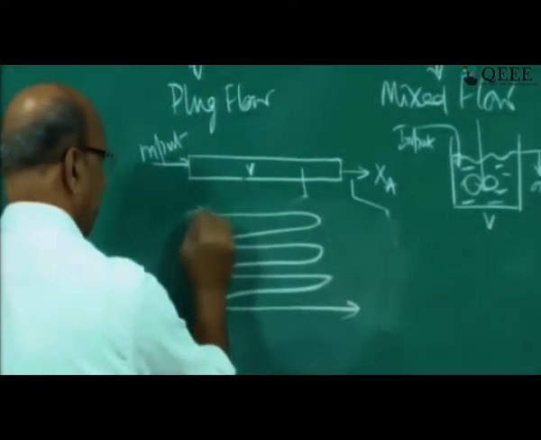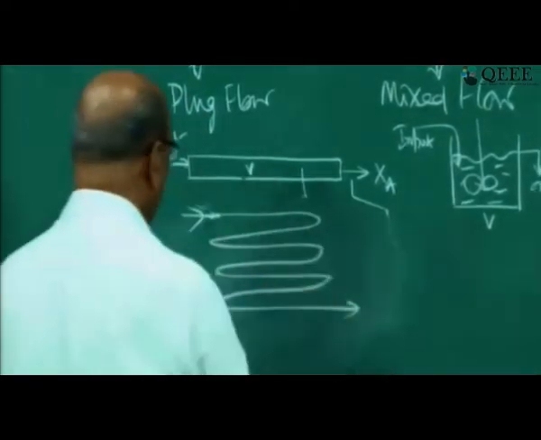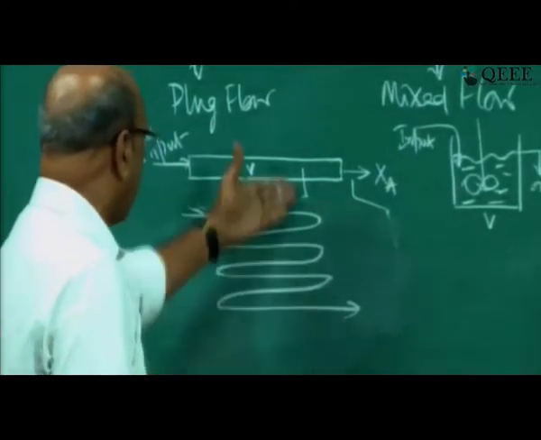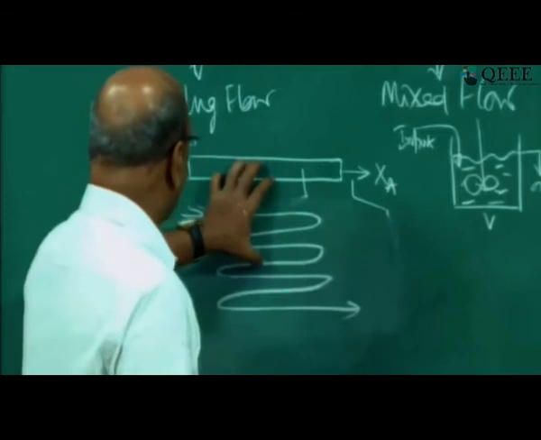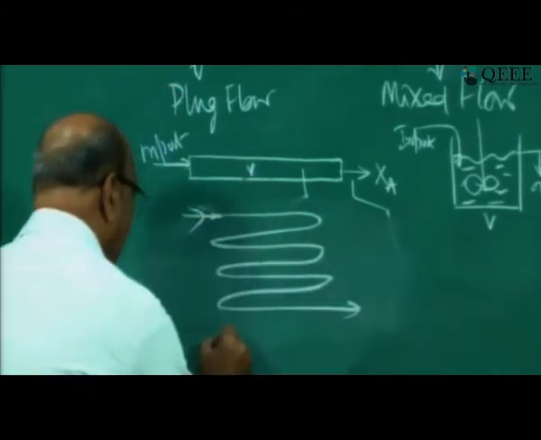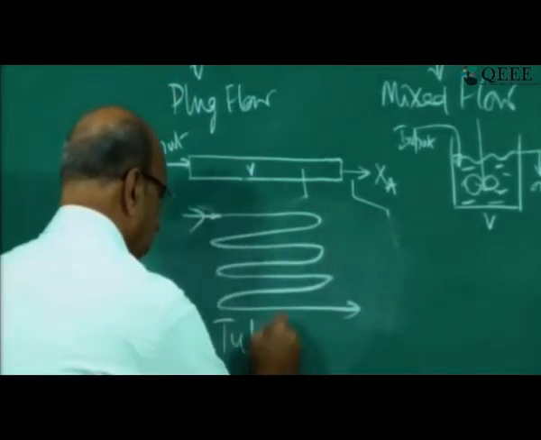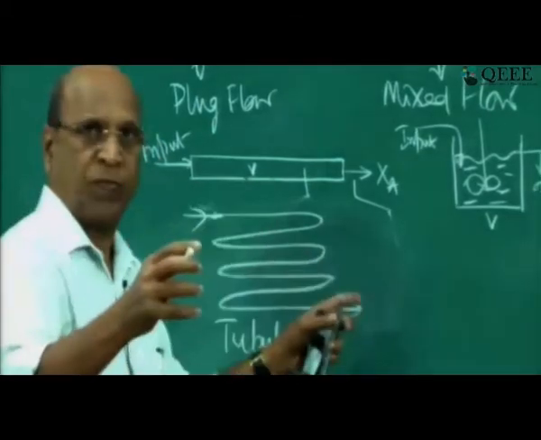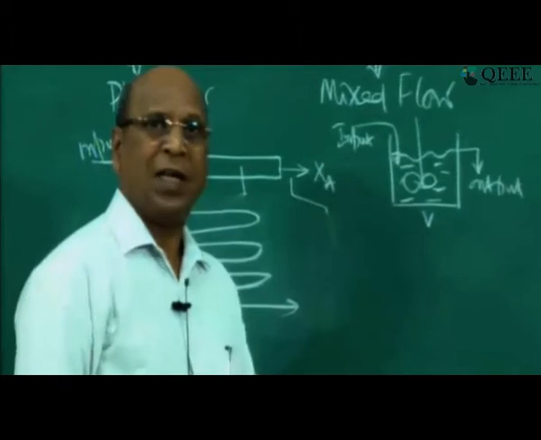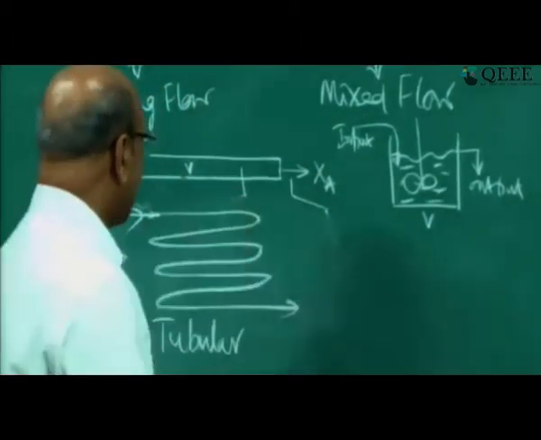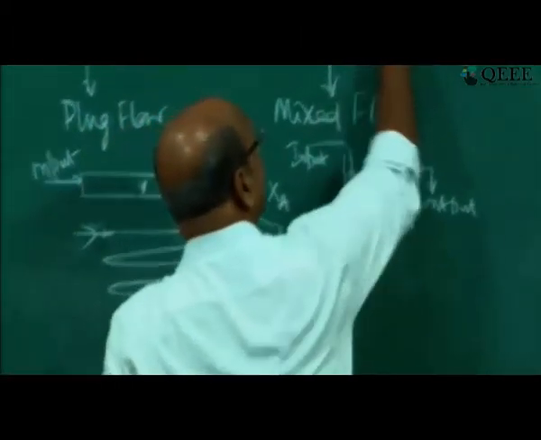This is input, this is output. So like that you can accommodate more length if it is really required. So this one is called the tubular reactor, tubular like tubes, and this one is called the tank reactor. But in chemical engineering we are now defining what are called the ideal reactors.